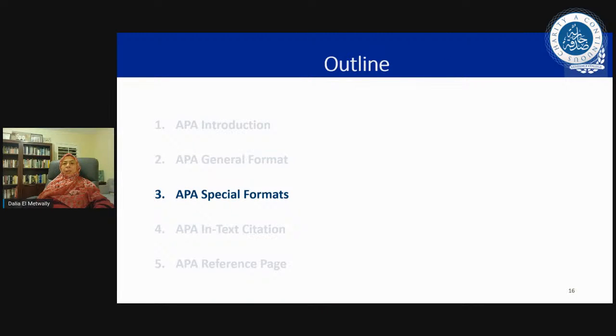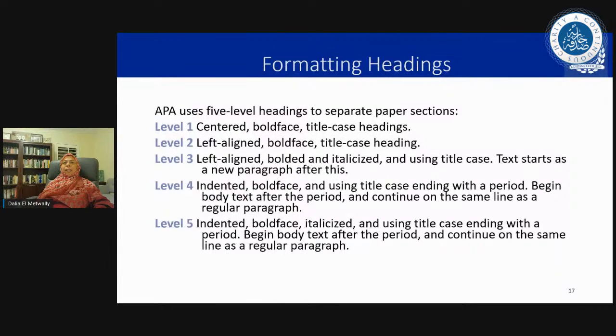Now, the next thing we're going to be talking about is the APA special formats. What are special formats? These are where we put the titles, right? So the very first level is going to be centered, boldface, title case headings. And then the second level is going to be left aligned, boldface. So practically the first level is centered boldface like we're used to, like I've just shown you right now. The only difference is that in 6, it was not boldface.